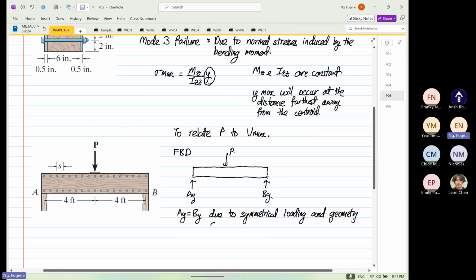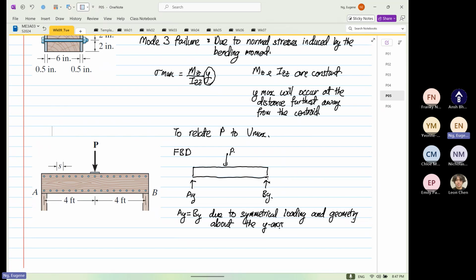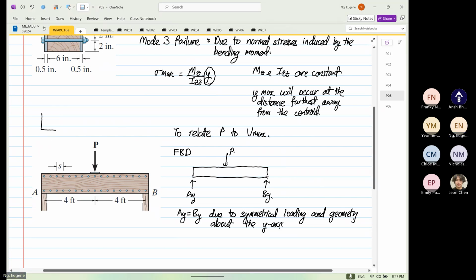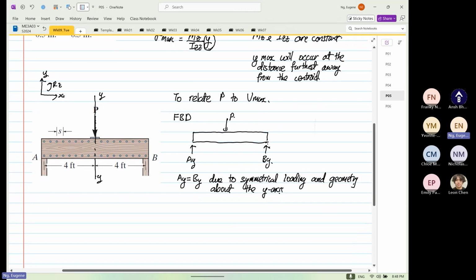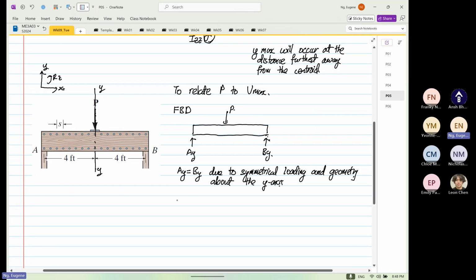about the y-axis. So I'll sketch the transformation again. This is our y. Oh no, not this way, I do apologize. This is our y, this is our x, this is rotational z. So about this axis, which is our y axis, from here we know that we do static analysis.